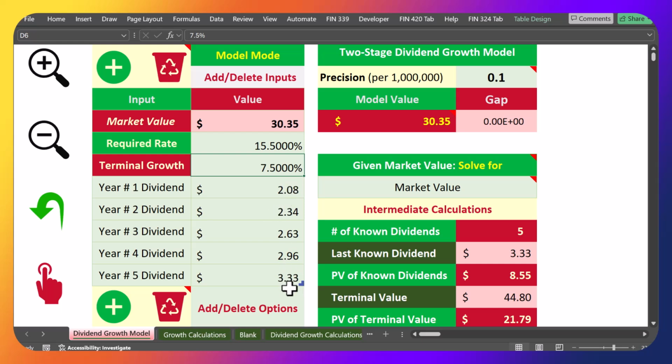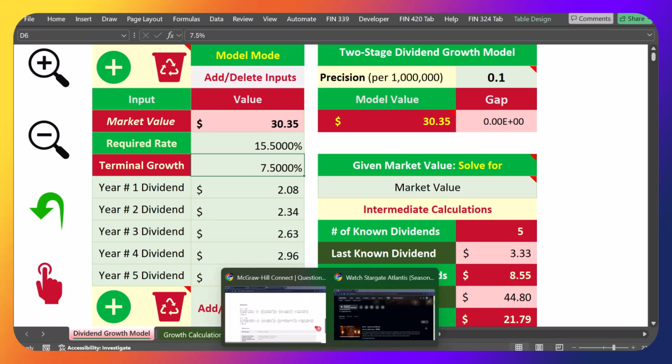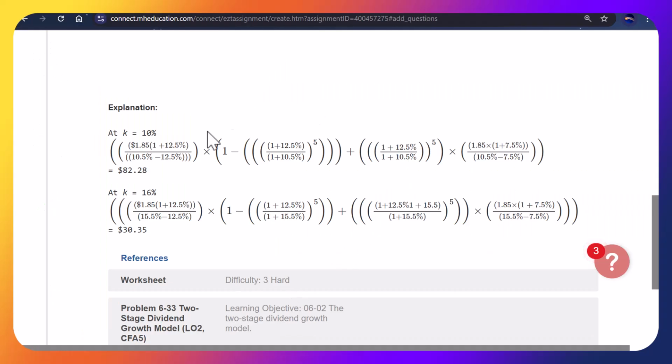Why? Because we calculate the first 5 year dividends explicitly using the first stage growth rates, and the rest is taken care of by our template instead of going through these ugly formulas. You know how much I hate ugly formulas, and you don't need to memorize them.